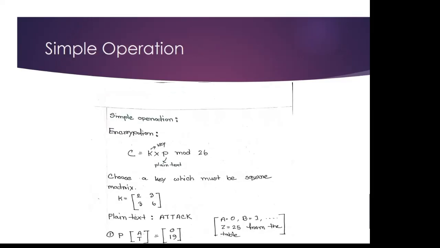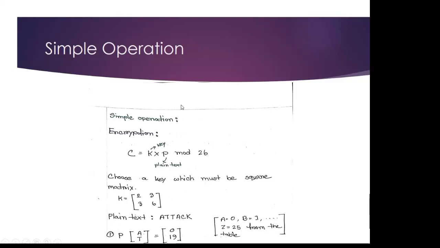To know more about it, we can see a simple operation of how the Hill cipher works. For a simple operation, we know the formula for encryption, which is C equals K into P mod 26. Here, K means key, and P is the plain text which will be given to us, and then we have to choose a key for it, which must be a square matrix. So we have taken a key which is 2 3 3 6, and a plain text which is ATTACK.